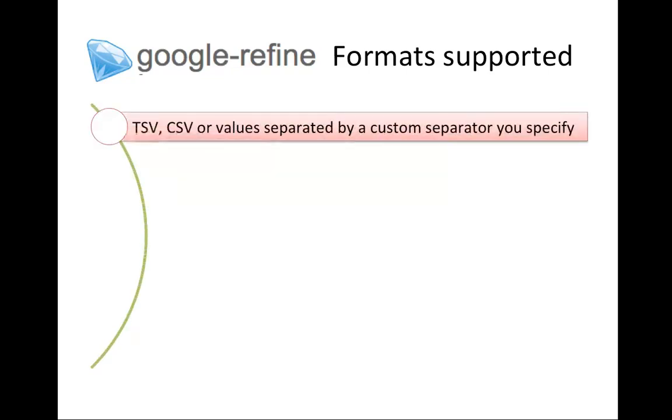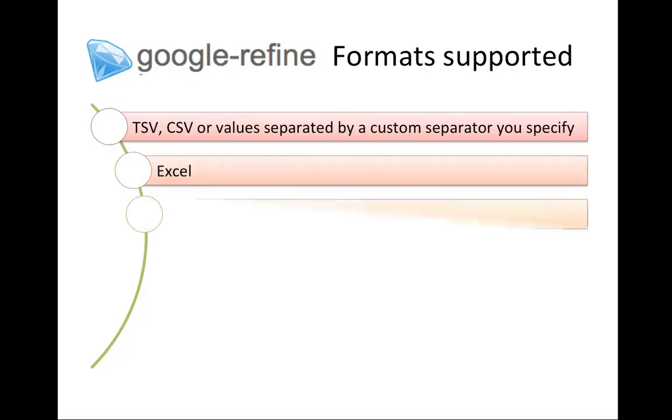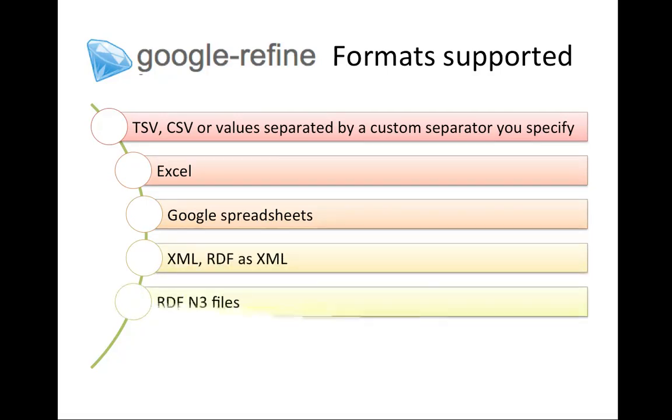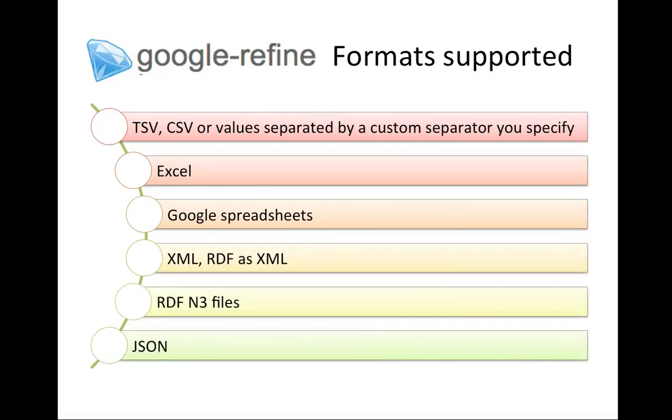Before we import our data, we just want to mention what kind of formats Google Refine currently support. We can import data separated by separator, such as TSV, CSV, and custom separator, Excel or Google spreadsheets, XML data, RDF data in the form of XML or N-triples, but also JSON format.